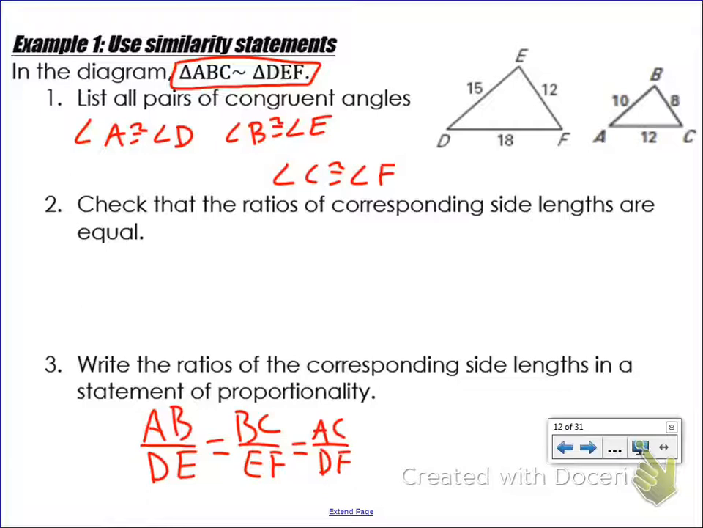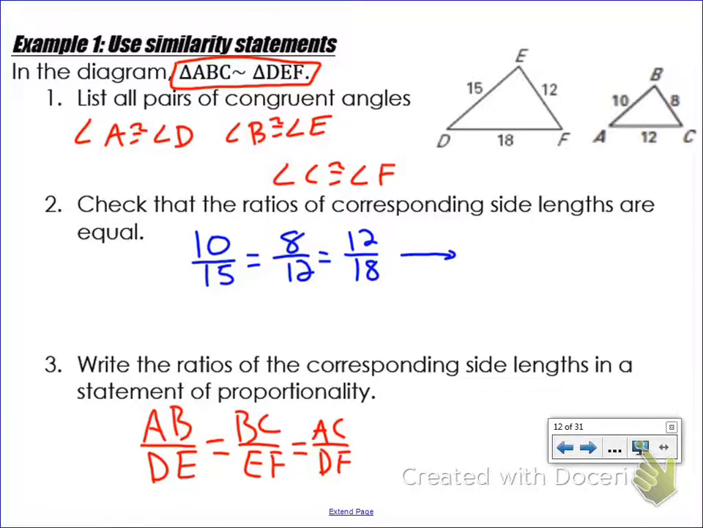Now the reason why I did this first is because number 2 wants us to check that the ratios of the corresponding side lengths are equal. This is going to be a lot easier with my statement of proportionality because all I need to do is just substitute right now. So we'll start with AB over DE. AB, according to my diagram, is 10 over DE, which is 15. That's my first ratio. Now that should be equal to BC, which is 8, over EF, which is 12, which is equal to AC, which is 12, over DF, which is 18. Now all 3 of these fractions can be reduced, so we're going to reduce each one of them.